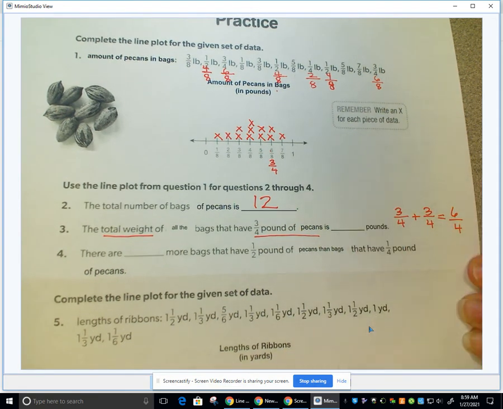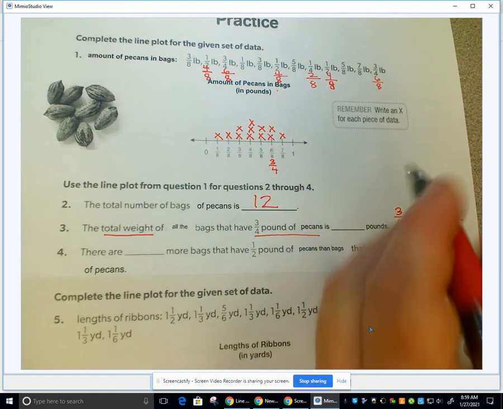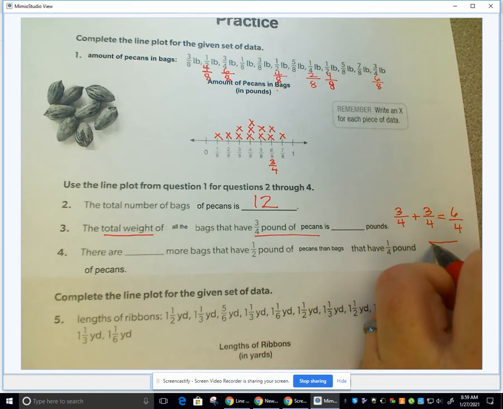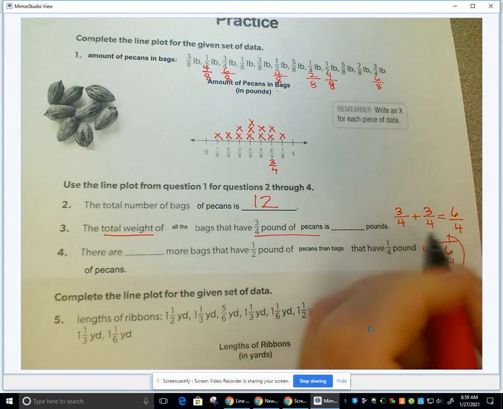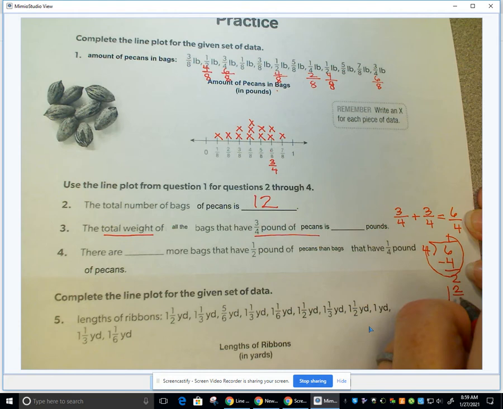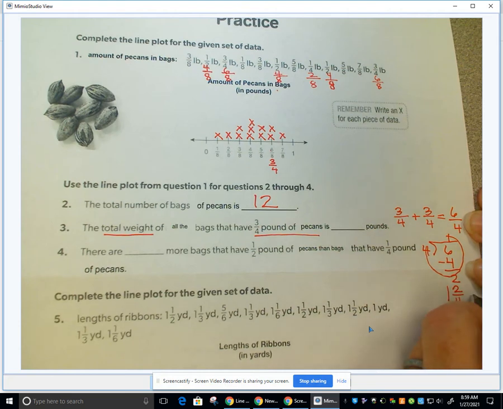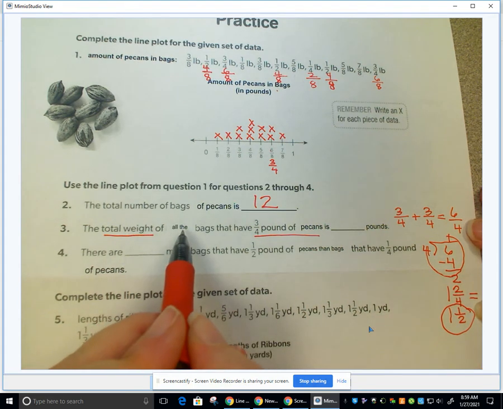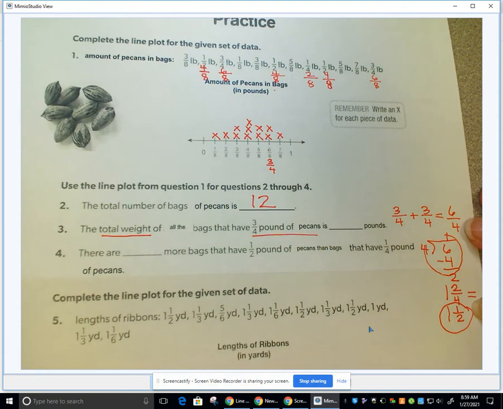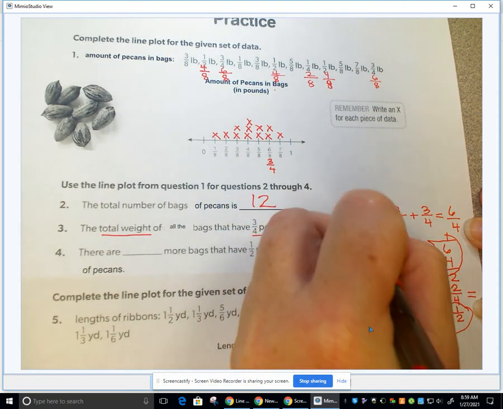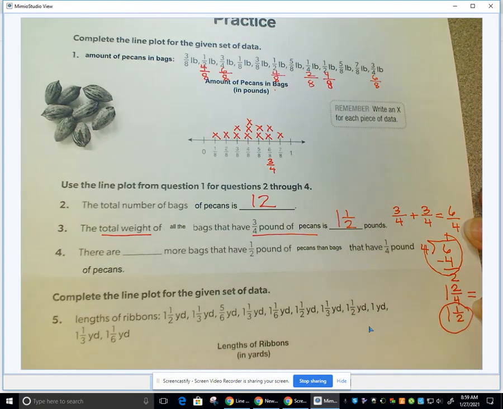Now, we know that's improper, so I've got to divide to fix that. 4 will go into 6 one time. 1 times 4 is 4. Subtract, 2. Stop and rock around the clock. That's 1 2/4. And we know that that equals 1 1/2 if you put that in simplest form. So the total weight of all the bags that have 3/4 pound of pecans is 1 1/2 pounds.